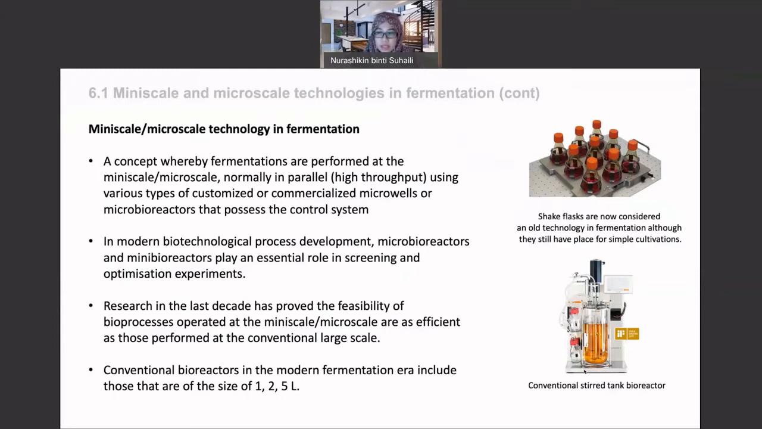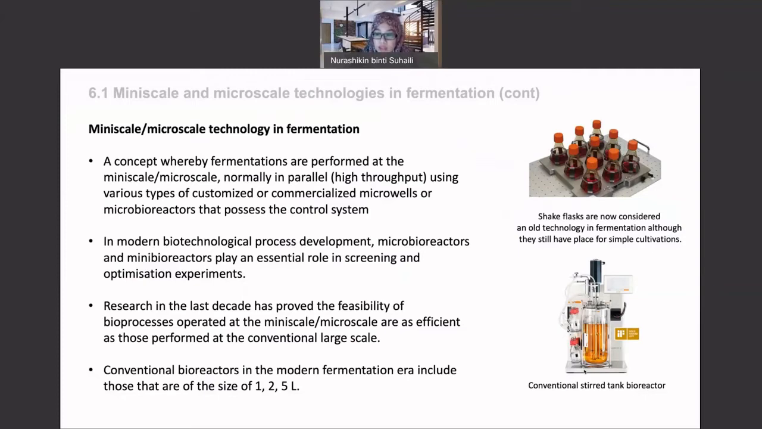Even though it is considered a very simple and very cheap system, the drawbacks associated with it have motivated researchers to invent new platforms or new concepts. So miniscale and microscale technology is one of them, one of the concepts introduced in order to alleviate the drawbacks of shake flasks, right?